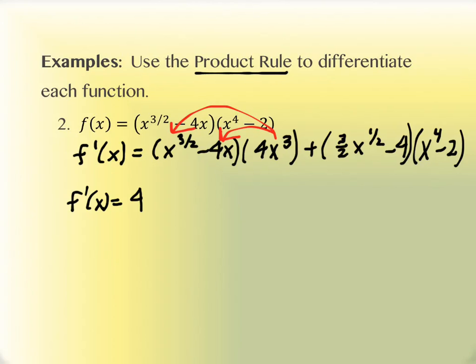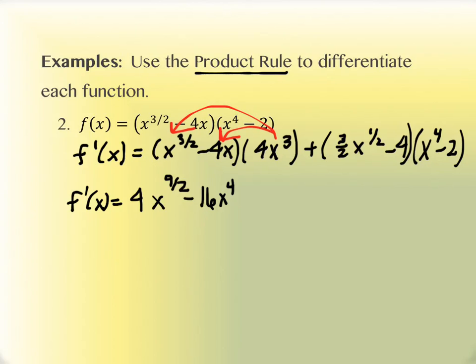How am I going to combine x to the 3 halves and x cubed? You multiply them, and you do that by adding the exponents. So what is 3 halves plus 3? It's 4.5, which is 9 halves. Good. All right, the next piece then is minus, and I have the 4x times the 4x cubed, which is going to give me 16x to the 4th. Beautiful.